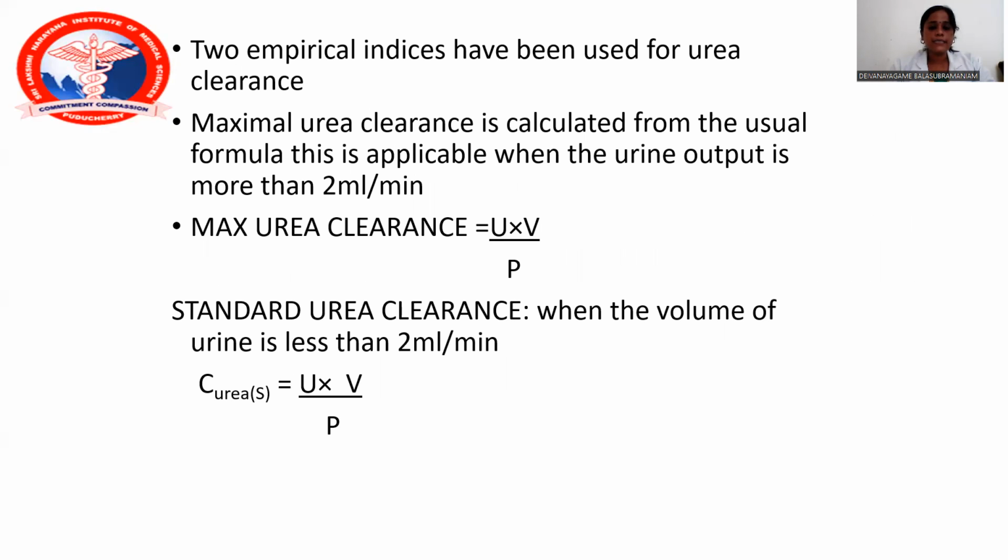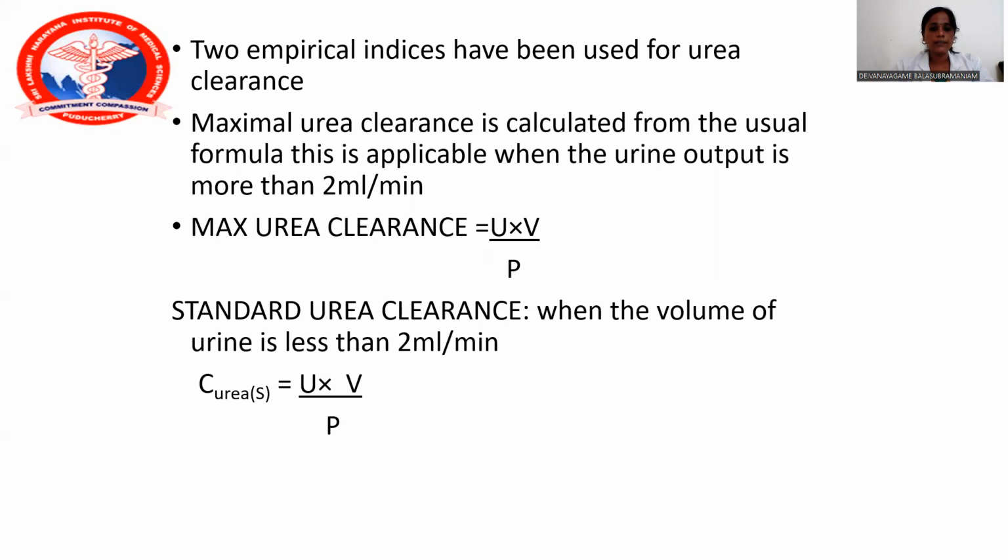Two empirical indices have been used for urea clearance. Maximum urea clearance is calculated from the usual formula, which is applicable when the urine output is more than 2 ml per minute. That is, maximum urea clearance is UV by P. Whereas standard urea clearance is used when the volume of urine is less than 2 ml per minute. That is C, the clearance of urea, the standard urea clearance test.